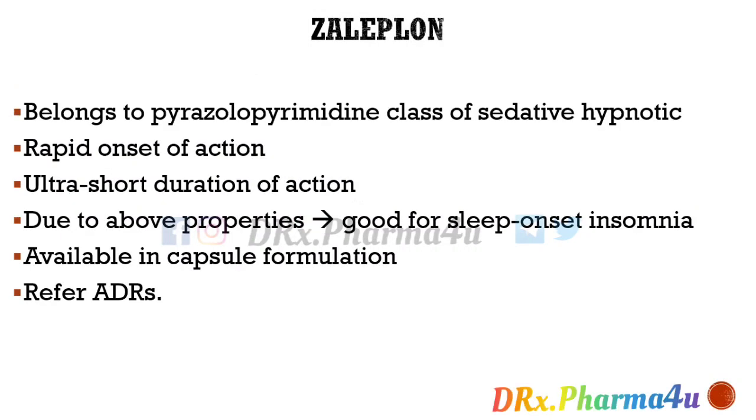We have Zaleplon. Zaleplon belongs to the pyrazolopyrimidine class of sedative hypnotics. It has a rapid onset of action, so you can derive practical knowledge from it. Rapid onset of action means it is good for sleep onset insomnia. It has an ultra short duration of action. Obviously, rapid onset of action means the duration of action will be short. Because of these properties, it is good for sleep onset insomnia and not for sleep maintenance insomnia. It is available in capsule formulation. The areas you know very well. It is of benzodiazepines and sedatives. So the areas you can understand by yourself.